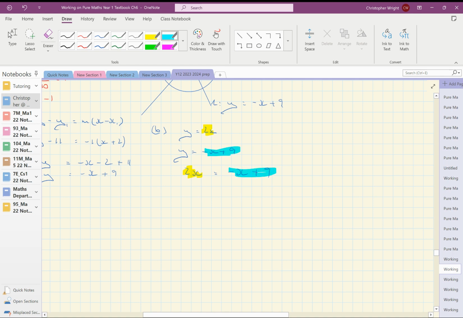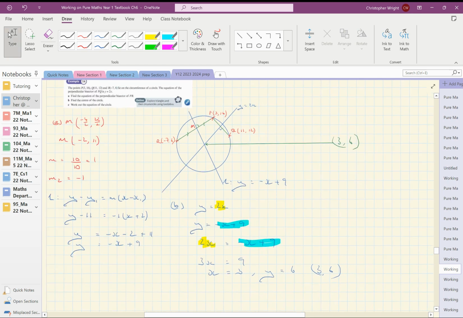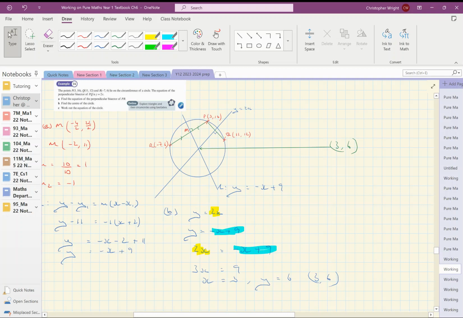Now I can just solve this equation. Add x to both sides, 3x equals 9, x equals 3, and if x equals 3, then y was 2x, so y must equal 6. So the centre of the circle, here it is, the point 3, 6. That's part B done. Part C, work out the equation of the circle.